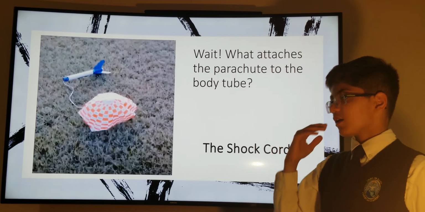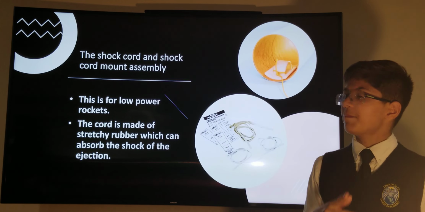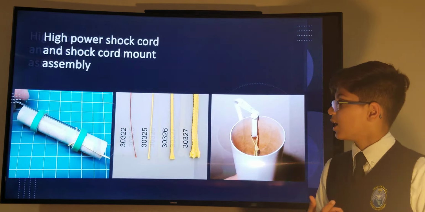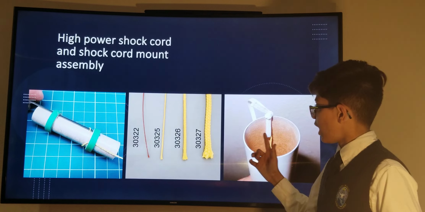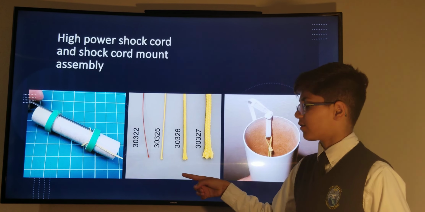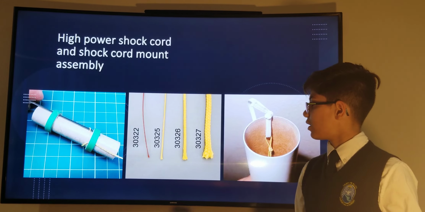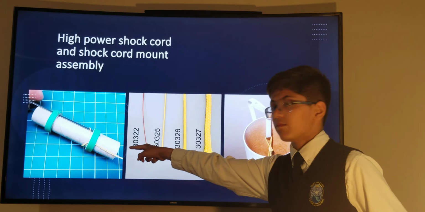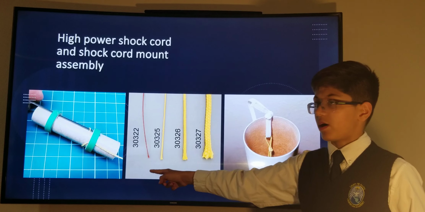And then the next slide, we're going to talk about the different methods. So for low power rockets, you have an elastic, stretchy rubber shock cord that can absorb the shock and come back. It would be attached like this. And now for high power rockets and mid power rockets, it's a different story. For high power rockets, you'll be using Kevlar instead of stretchy rubber, and you would attach it to the motor mount assembly instead of to the body tube.